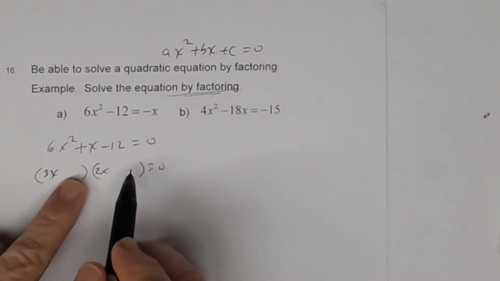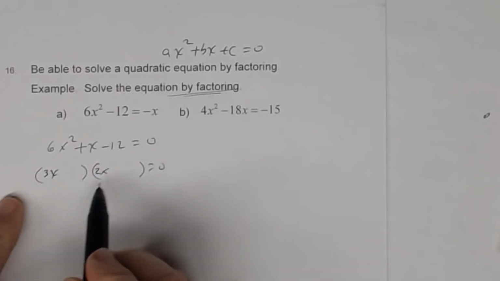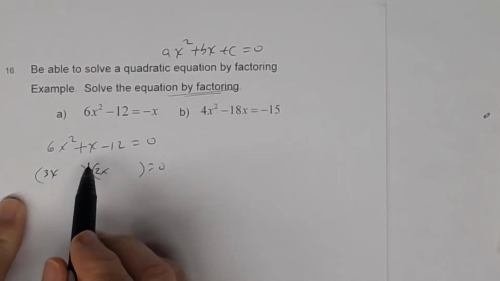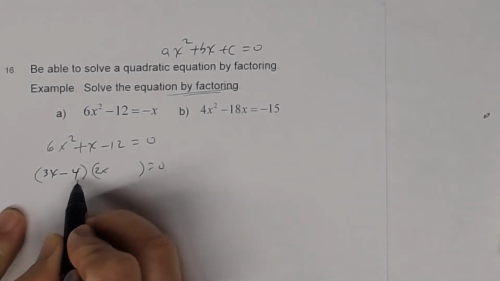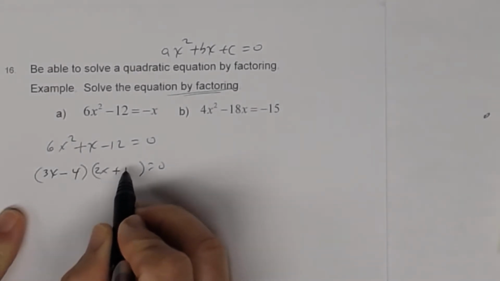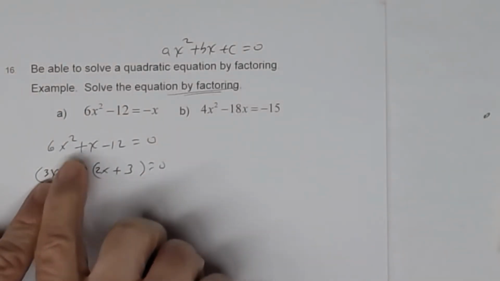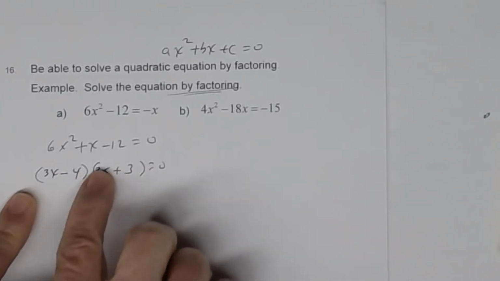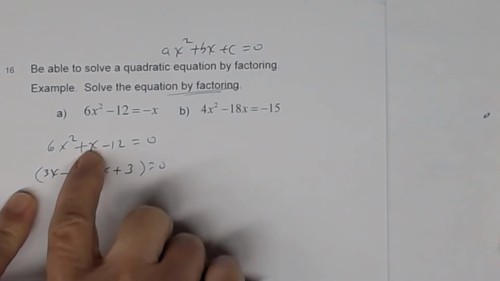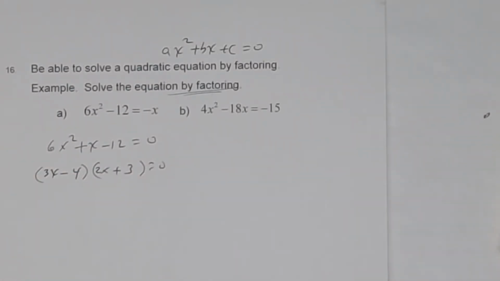I need the last two to have a product of -12, and I need the outer and the inner to add up to x. It looks like the only way that can happen is if this is a -4 and this is a +3. Always double check. 3x times 2x is 6x squared. The outer is 9x. The inner is -8x, which gives me x. And -4 times 3 is -12. Okay, so I factored it correctly.